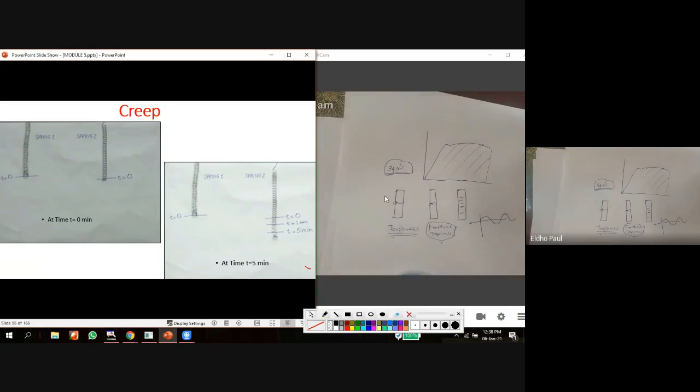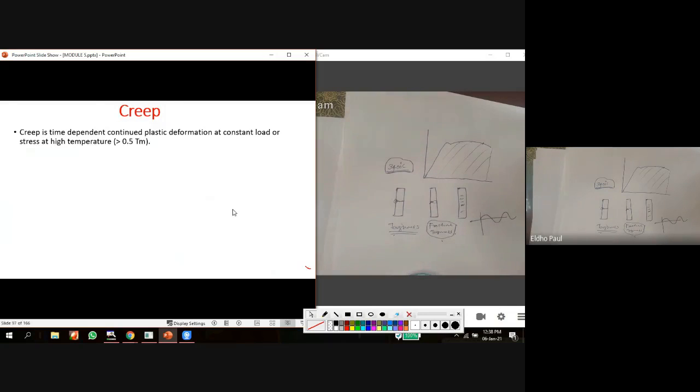There are 2 factors which are affecting the elongation of spring 2. What are they? First one is time, the time dependent variation. Second one is temperature. And in this experiment, the load is constant. Such type of deformation or failure is called creep failure. And the temperature we provide is greater than 0.5 Tm.